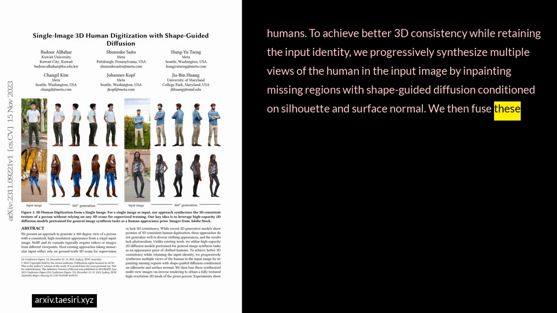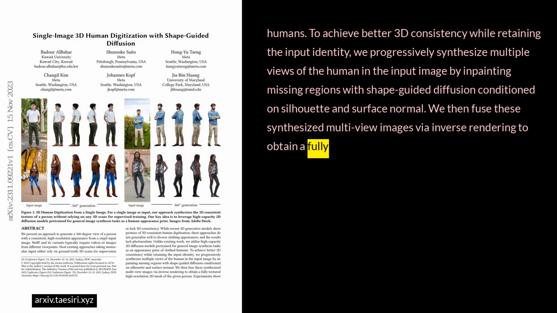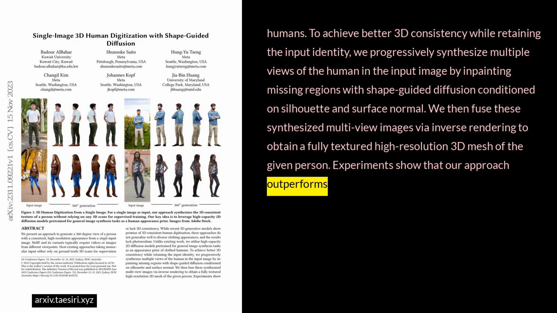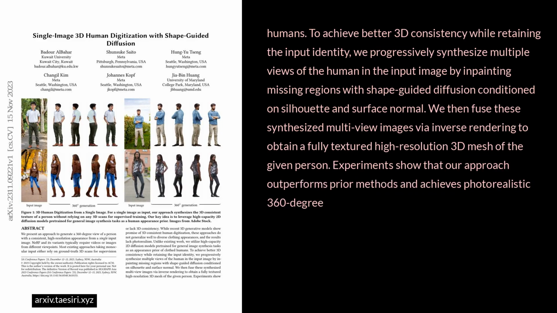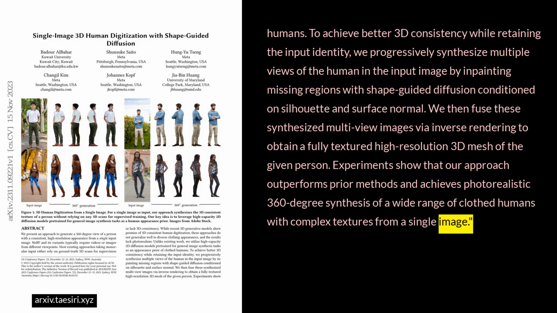We then fuse these synthesized multi-view images via inverse rendering to obtain a fully textured high-resolution 3D mesh of the given person. Experiments show that our approach outperforms prior methods and achieves photorealistic 360-degree synthesis of a wide range of clothed humans with complex textures from a single image.